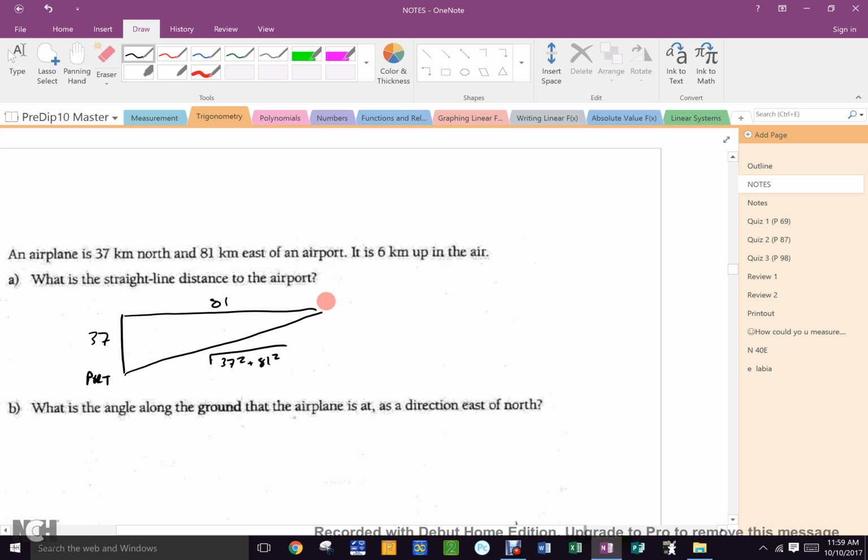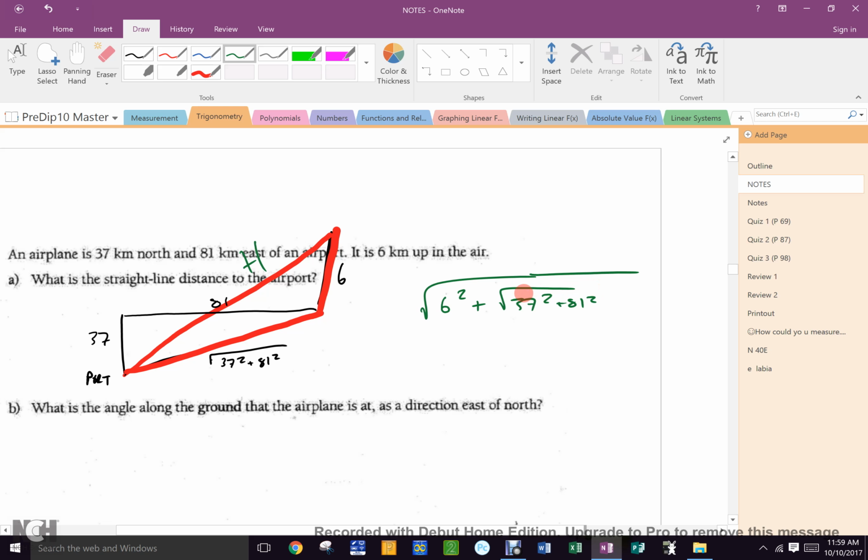But the plane is not on the ground. The plane is 6K in the air. So the line you actually need is this red line with that side and 6. You actually need this hypotenuse, which is, of course, the square root of 6 squared plus the square root of 37 squared plus 81 squared. So if you were writing it all out, that is what you should have had before you touched your calculator. Does everybody understand?